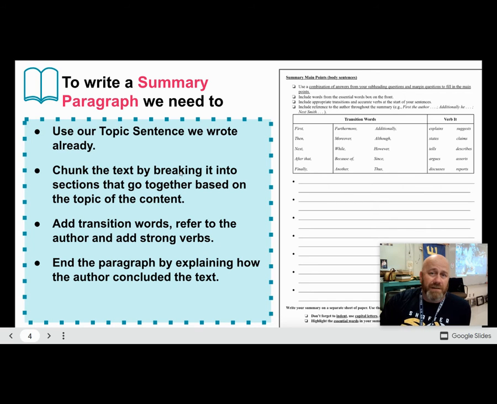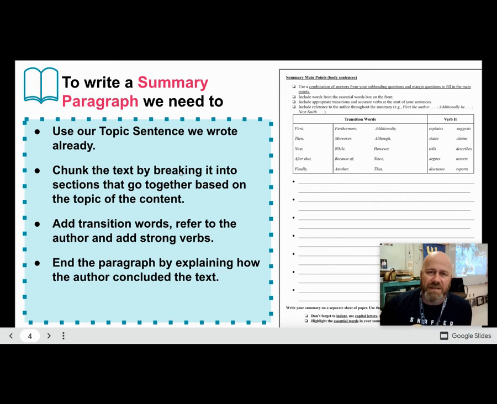Same with the verbs. If you're telling me what the author is trying to do, don't continuously say the author says, the author says, the author says. Look at our verbs over here: explains, states, tells, argues, discusses. There's another column of them also. Make sure you vary it. Give it some variety, right? And then end the paragraph by explaining how the author concluded the text.